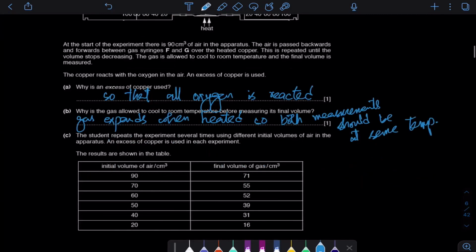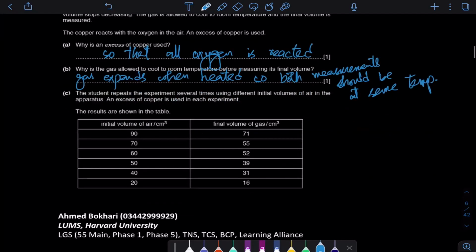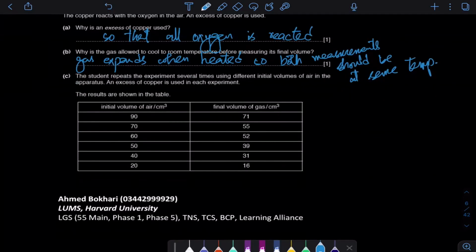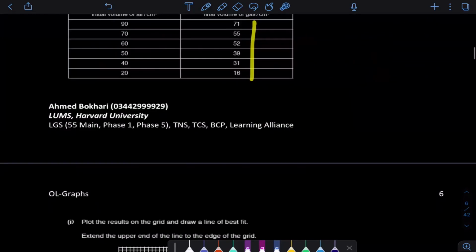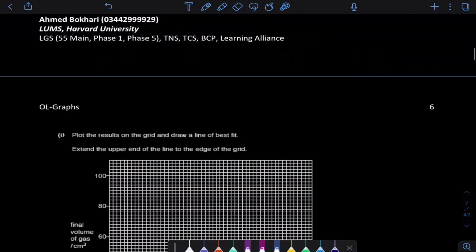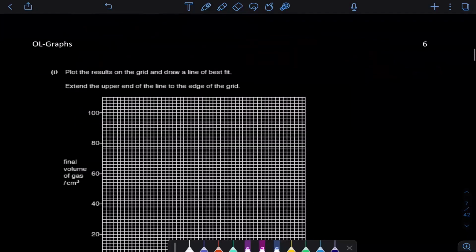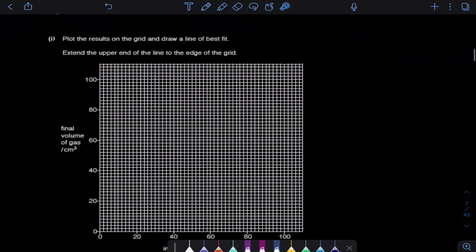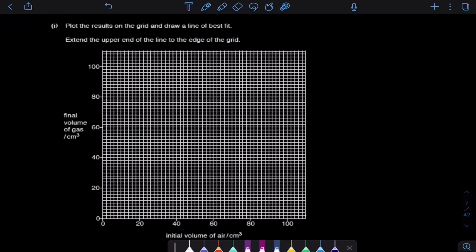The student repeats the experiment several times using different initial volume and excess of copper used in each experiment. ठीक है, उसने किया है और उसके पास वैल्यूज आ गई हैं. अब हमें इनको ड्रॉ करना है. All right, let's draw it. Let me open it on phone. So I have the points. हमारे पास initial volume is obviously it's in my control. Final volume is the dependent variable. तो इसको ग्राफ करते हैं.